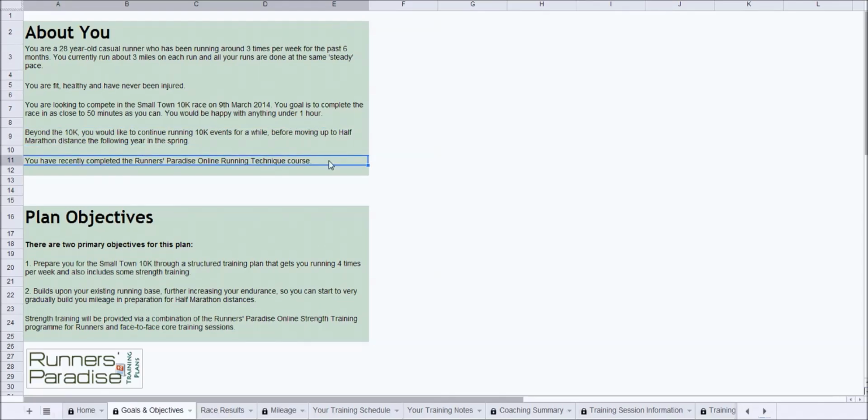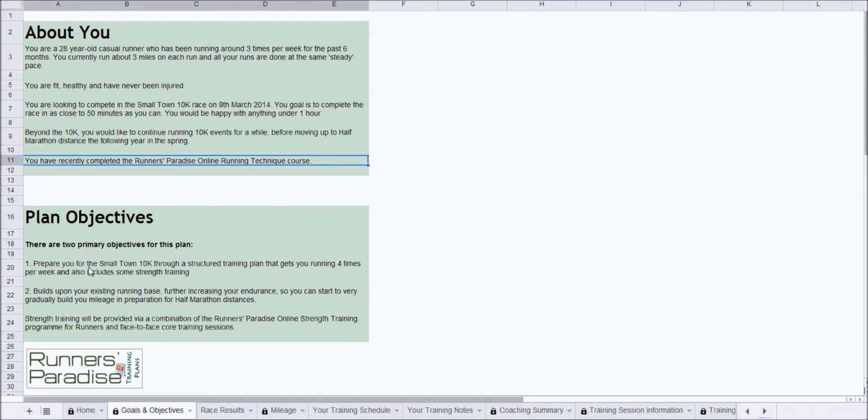We can also see that John has recently completed the Runner's Paradise online running technique course. So we have good confidence that he has a good appreciation for what constitutes good running technique, has practiced the drills and exercises in the running technique course and can apply those to his day-to-day running.